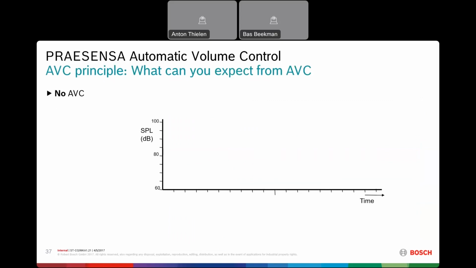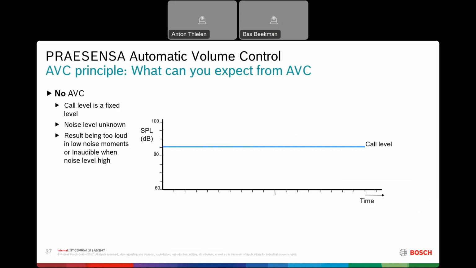So what can you expect from AVC? If you have no AVC at all, then the call is at a fixed level, so nothing will change. For example, you just have 90 dB SPL, resulting in being too loud in low noise moments. When you have a very low noise level, like shown here, this is perceived as very loud if you have this 20 dB difference. When the noise level goes up and it's only about 10 dB difference, that would be the ideal approach.